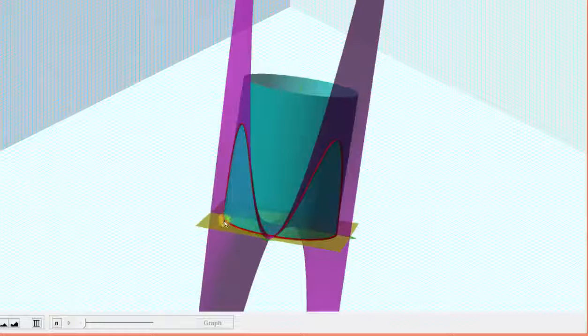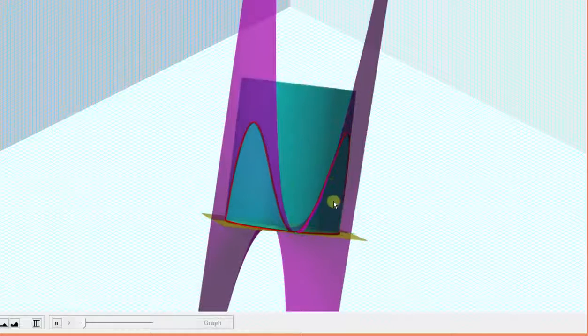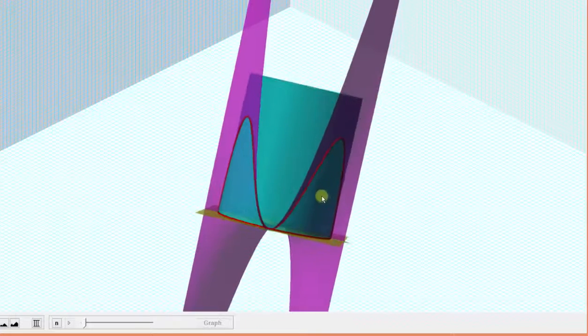Notice how I've also graphed the corresponding curve that would be on the purple surface so you can better see the area we're finding by evaluating the line integral. The line integral is going to give us this area plus this area here.